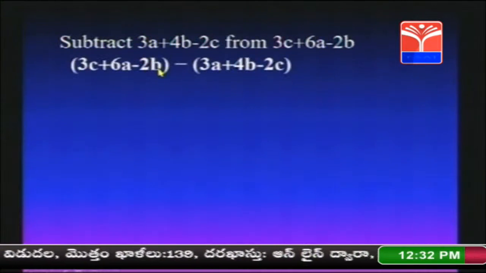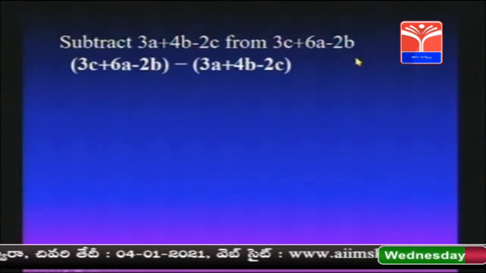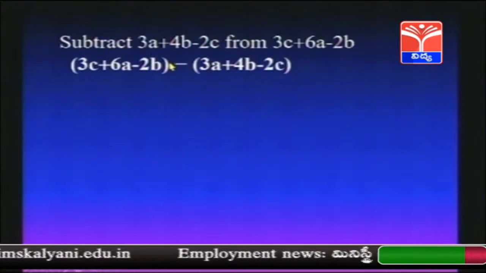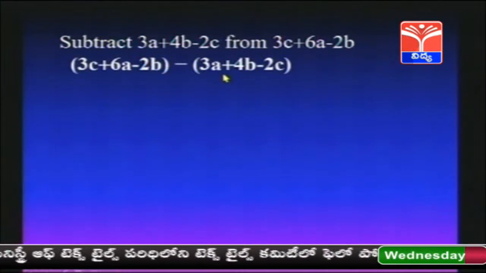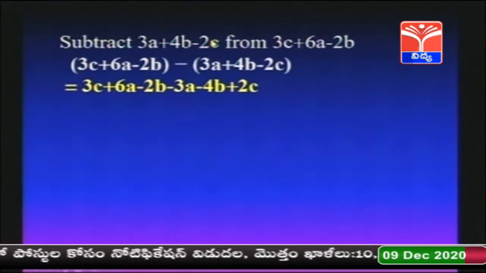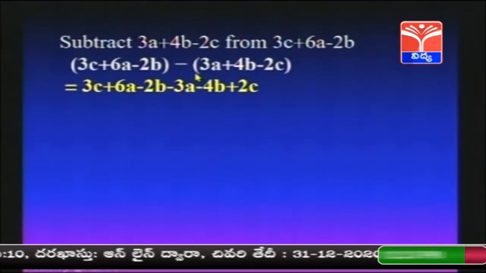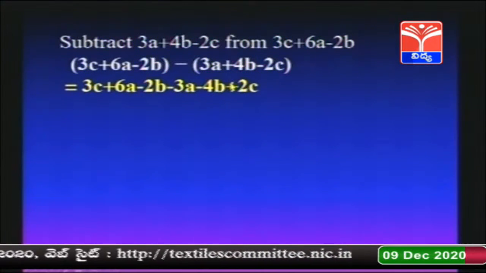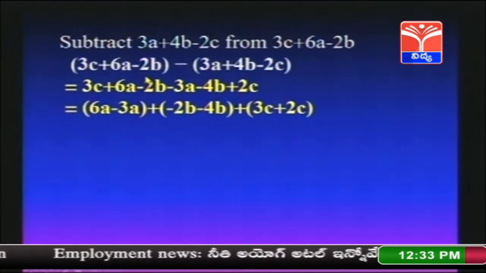Now subtract 3a plus 4b minus 2c from 3c plus 6a minus 2b using the row method. So we'll write this expression first. We have to subtract, so we'll take a negative sign in between and write the first expression, 3a plus 4b minus 2c. Now we write the additive inverse of the second expression, writing the first expression as it is. Plus 3a becomes minus 3a, plus 4b becomes minus 4b, and minus 2c becomes plus 2c. So we'll write as you see here.